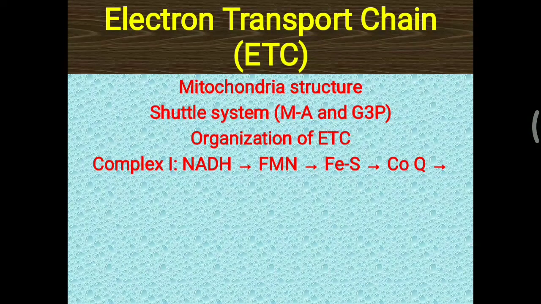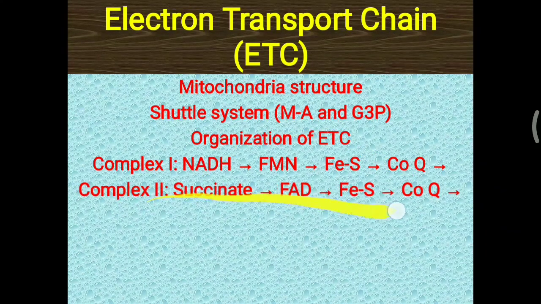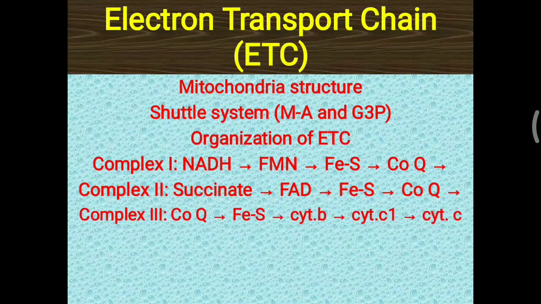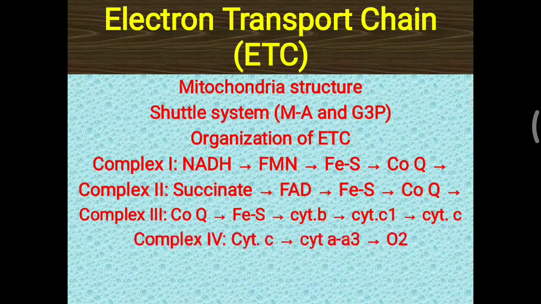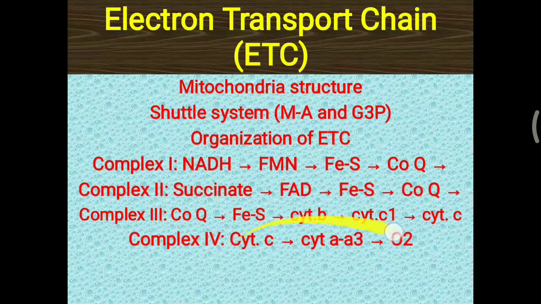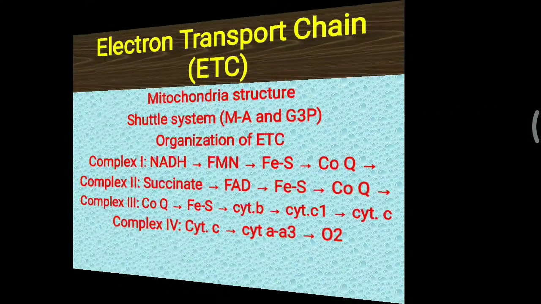Complex 1 is mostly transporting electrons from NADH to the CoQ. Complex 2 transports electrons from succinate to the CoQ. So ultimately this CoQ gets electrons from NADH and succinate. Further, this coenzyme Q transports electrons to the cytochrome C. Further, this cytochrome C will lastly donate these electrons to oxygen. So ultimately NADH and succinate transport electrons to oxygen with the help of complex 1, 2, 3 and 4. So in detail we will look.